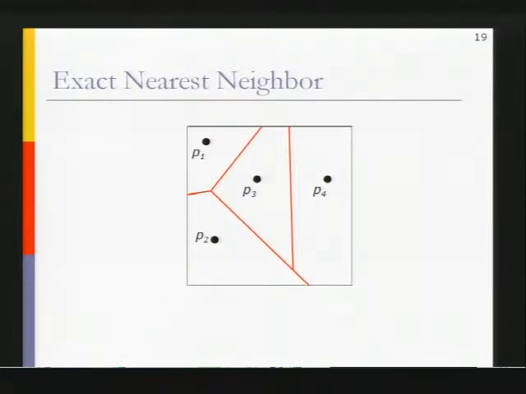A Voronoi diagram is a disjoint partitioning of the space into polygonal regions. And the very useful property of this concept is that within each polygonal region, the points situated in this gray region are closer to P1 than to any other point in the dataset. So, if I have a query point lying in this region, its actual nearest neighbor will be P1. And similarly for the other partitions.